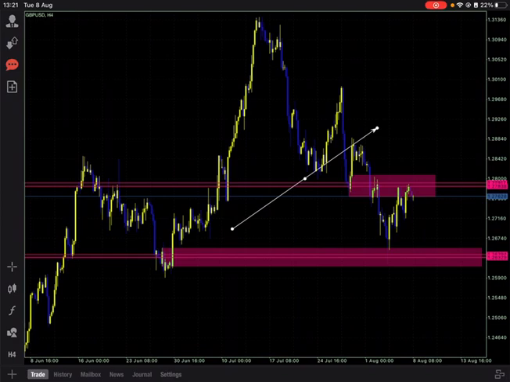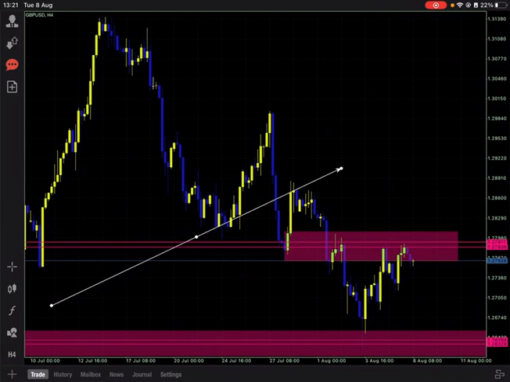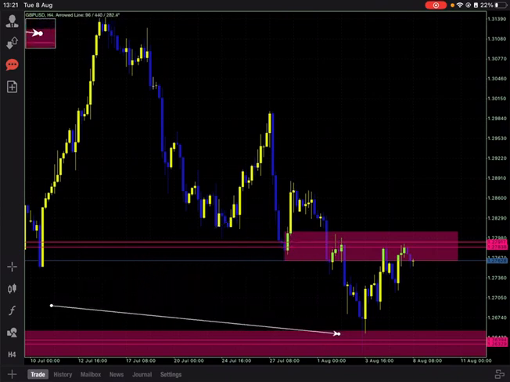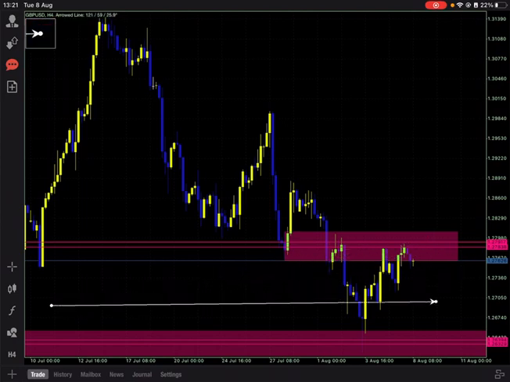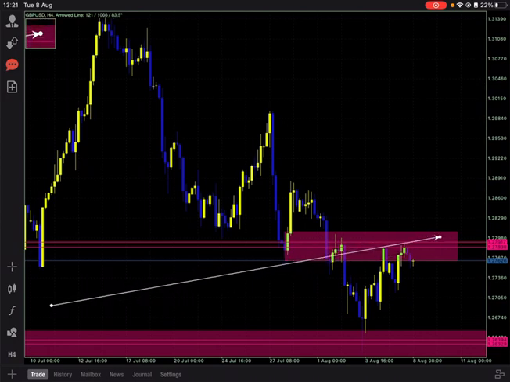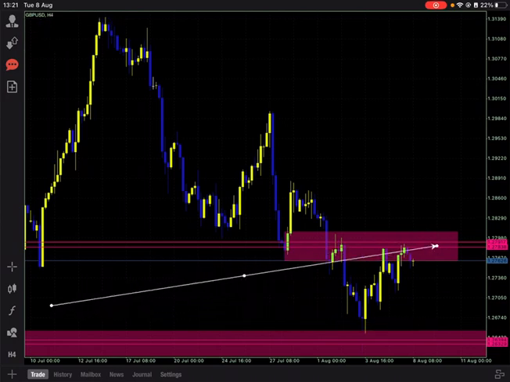Okay, so for GBP USD, I have my sell zone over here and my buy zone down below, meaning I will not be pressing any buys or sells until the price comes into my zone. I will wait for the price to come into my key levels before it forms anything, and I will wait for the setup to be formed before I press anything.